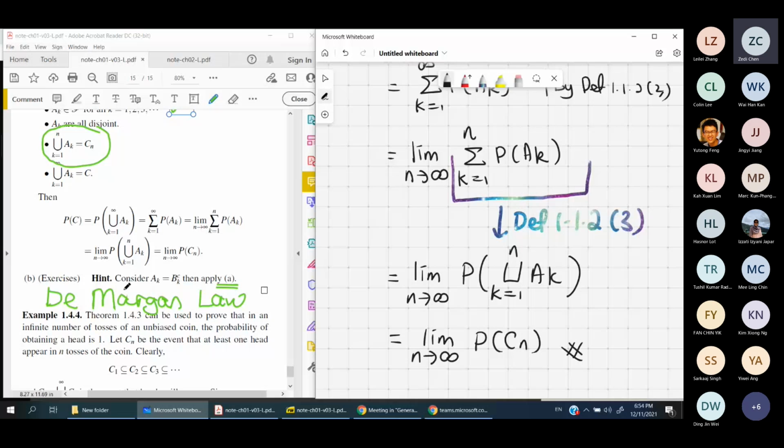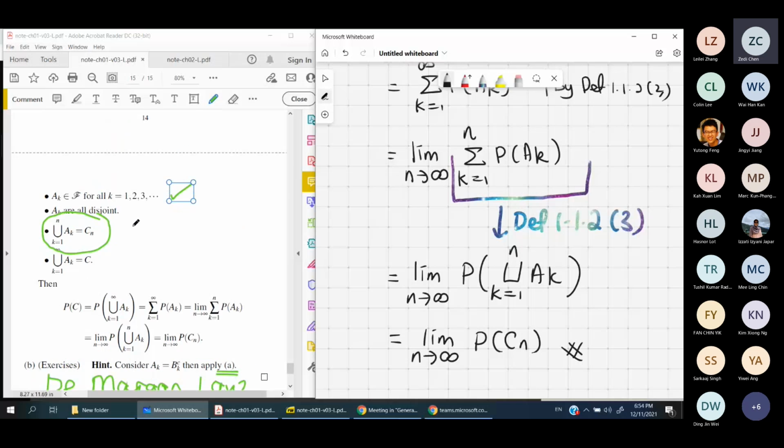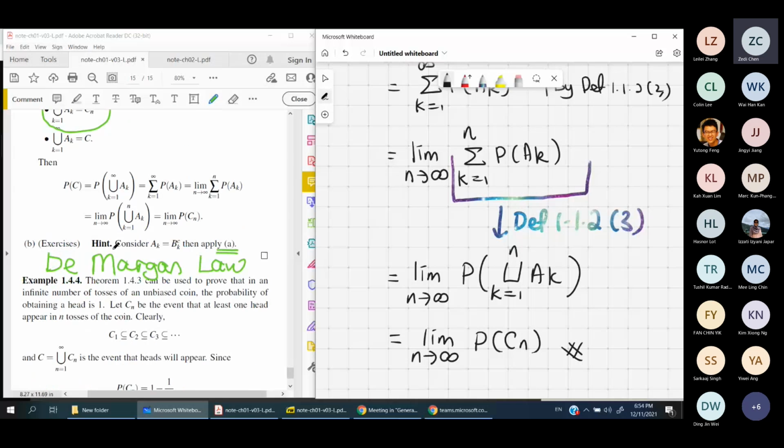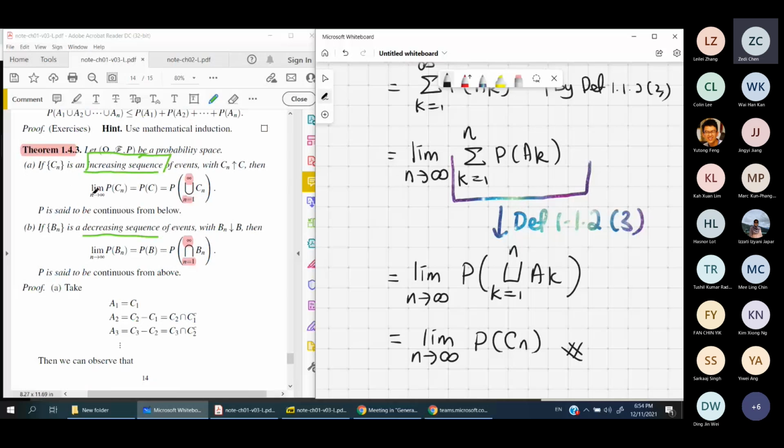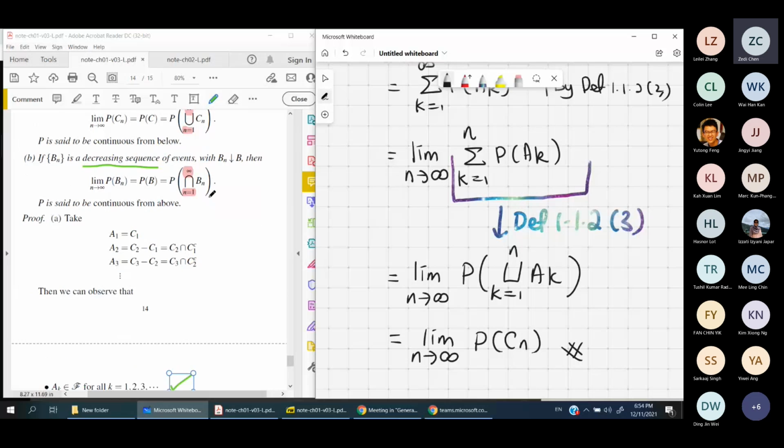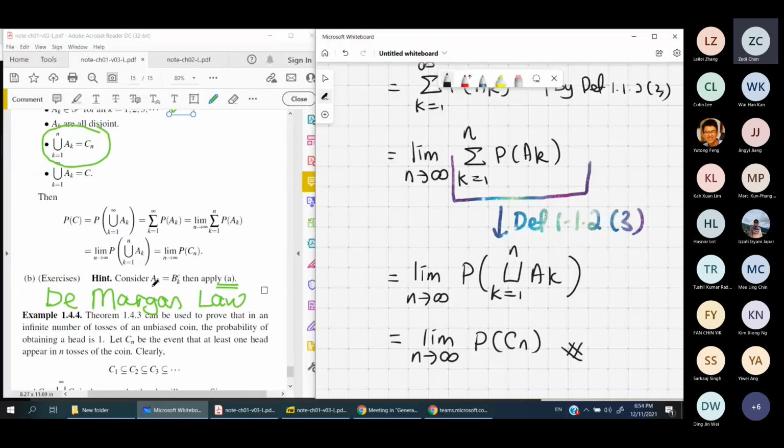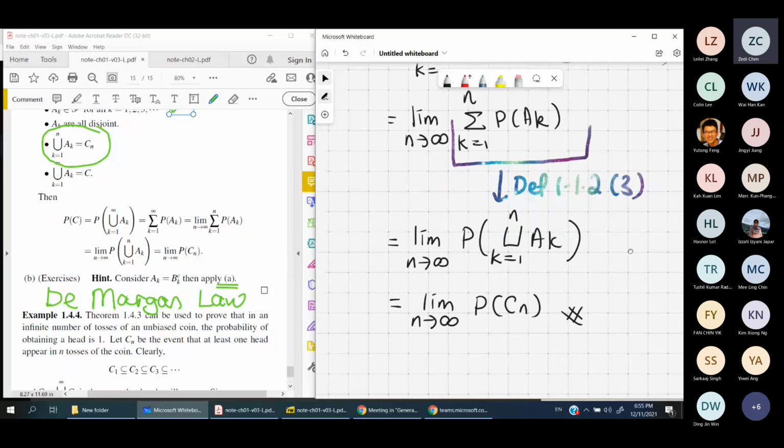For part B, you need not go through all these constructions. What you need to do is directly apply this formula. You just need to consider AK to be the complement of BK, and then apply the formula in part A. You might need to do some derivation using De Morgan's law. I think De Morgan's law together with this is not enough. You might need this. Maybe I'll put it over here.